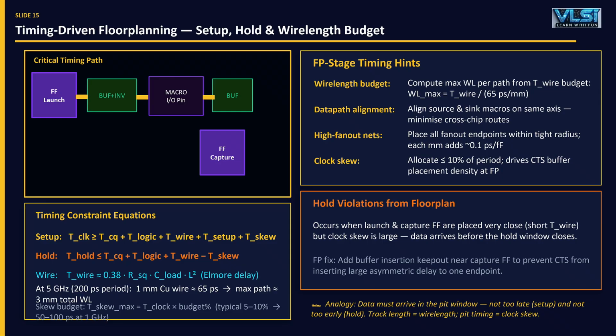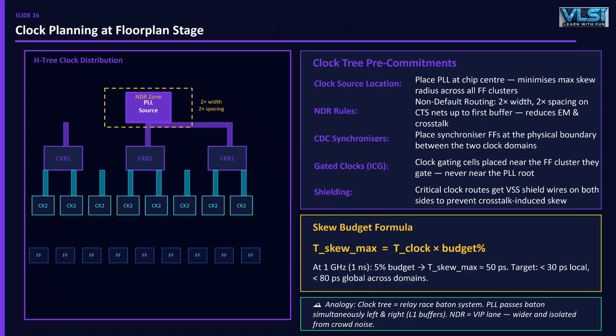Now comes clock skew. Clock doesn't arrive everywhere at the same time. That difference is skew. And part of timing budget is reserved for it. If you ignore this, even perfect logic fails. So timing driven floor planning means you don't just place blocks, you place them based on timing criticality because performance is not fixed later. It is decided here.